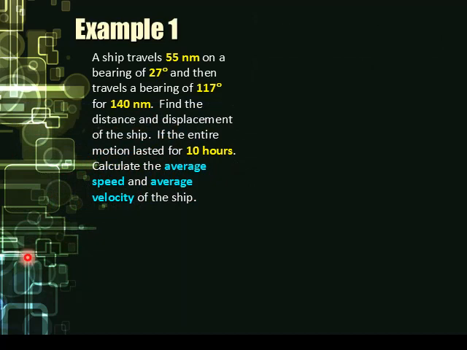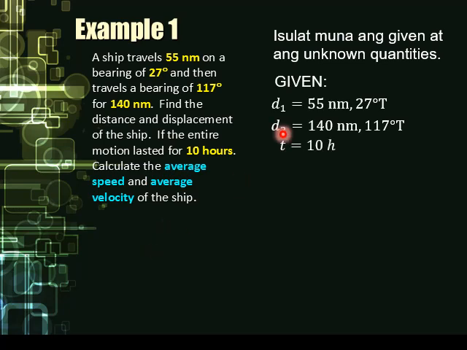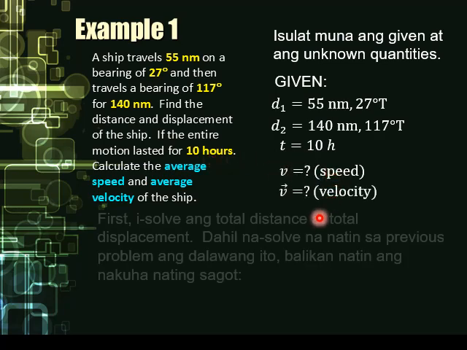Okay, so para ma-solve natin tong problem, kailangan muna natin isulat lahat ng given and unknown quantities. Sa given natin, meron tayong D1 is 55 nautical miles, 27 degrees true north. And then D2 is 140 nautical miles, 170 degrees true north. And time of 10 hours. So, hanapin natin ang speed and yung velocity.